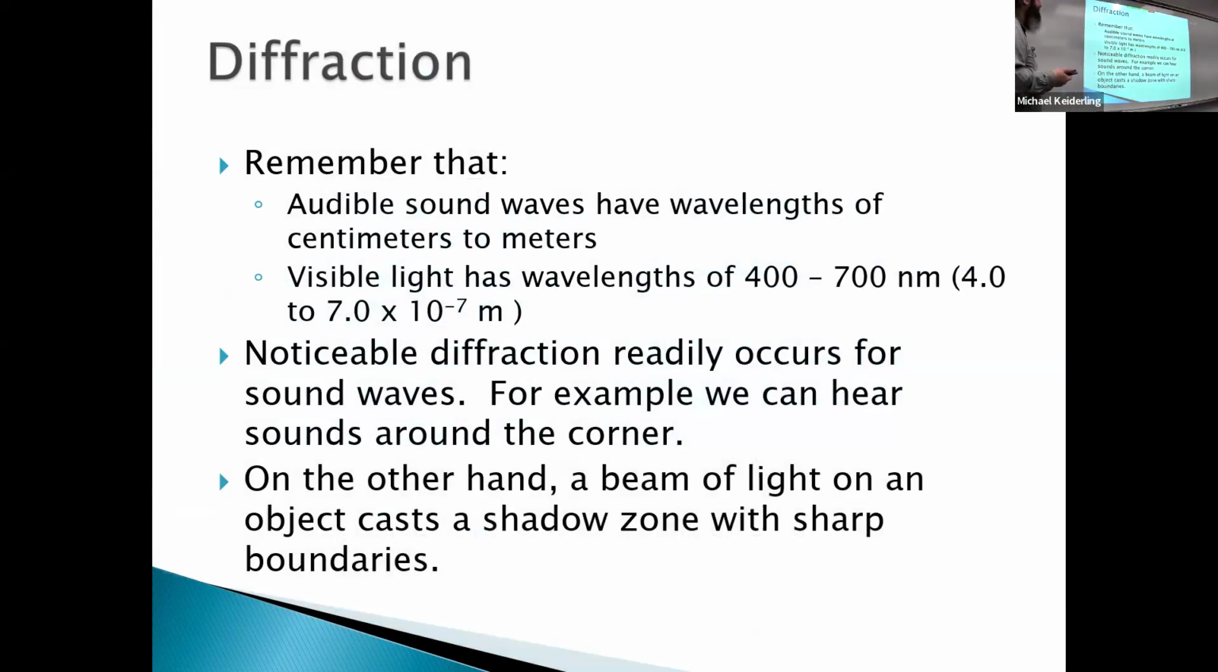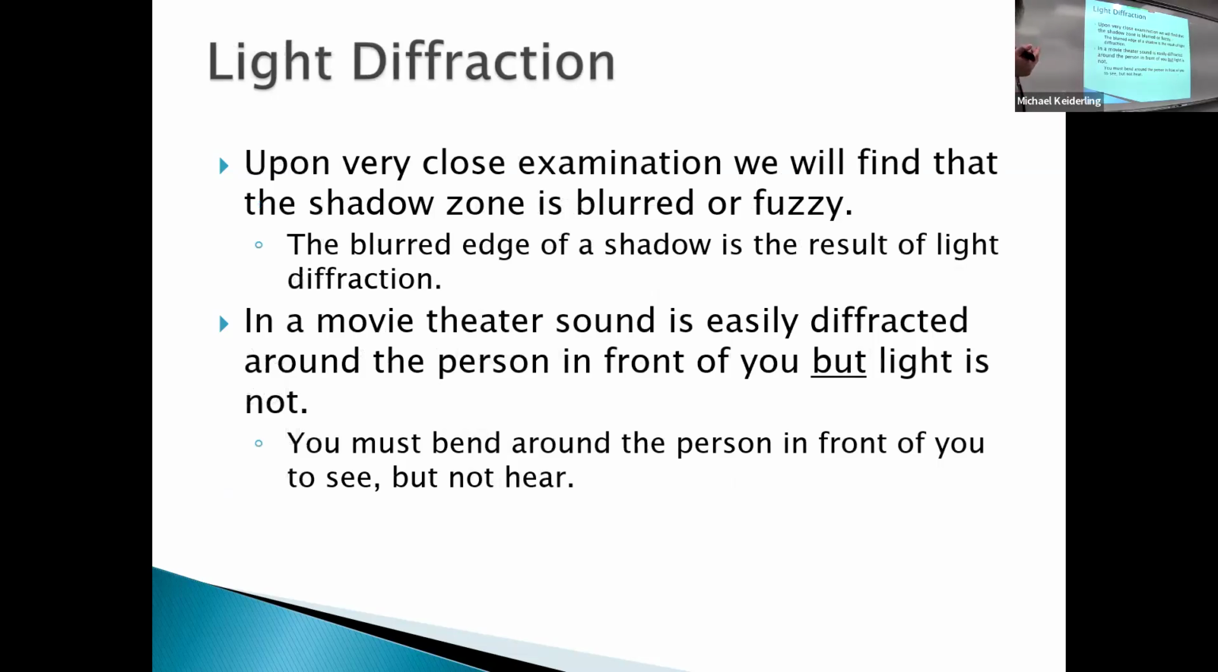So audible sound waves have wavelengths in the centimeter to meter range, while visible light has wavelengths in the 400 to 700 nanometers range. So noticeable diffraction readily occurs for sound. We can hear sound around a corner. You can hear the sound in a theater around the person in front of you. You cannot see around the person in front of you, or see around the corner. A beam of light on an object will create a shadow zone with sharp boundaries, as you can see here. But if you do a very close examination, you'll see the edge of the shadow zone is blurred or fuzzy. This is a result of light diffraction.